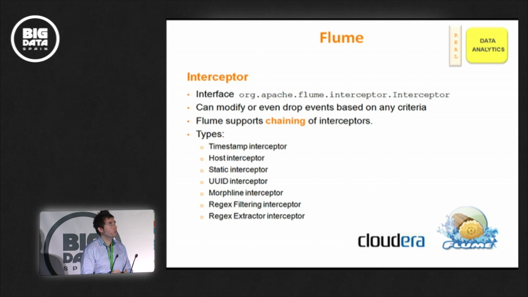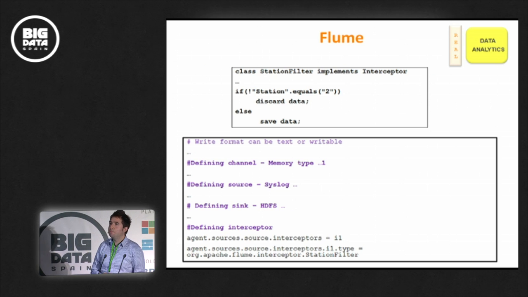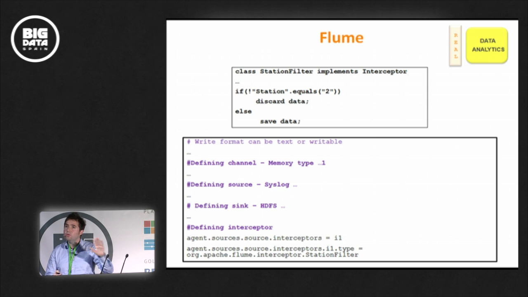So for example, we can use Flume to get the information only from station number 2. So we drop all the other information. As we have seen before, there is a field with the station ID. So we have to implement the business logic of our idea. That is quite easy because there are some Java interfaces to do that. And then we have to configure Flume to say that we want to use this interceptor.